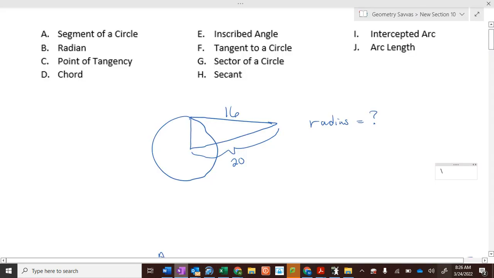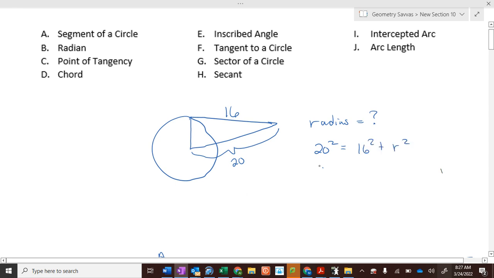Okay, how do we find the radius of this circle if we know that our line is tangent to the circle and the hypotenuse is 20? How do we find the radius? Pythagorean theorem. What gets its own side in the Pythagorean theorem? The 20 or the 16? 20, because it's a hypotenuse. So 20 squared equals 16 squared plus the radius squared.